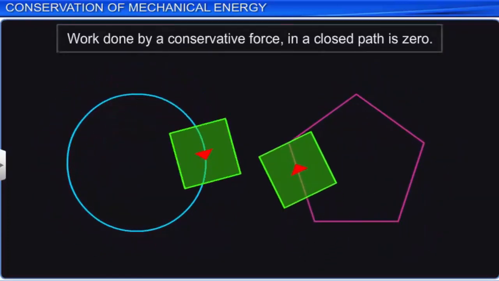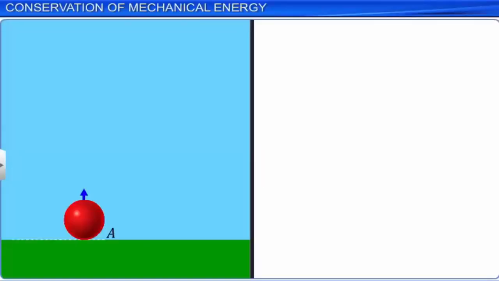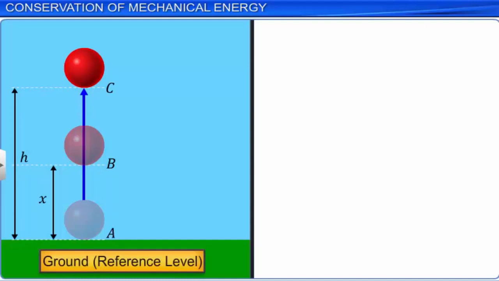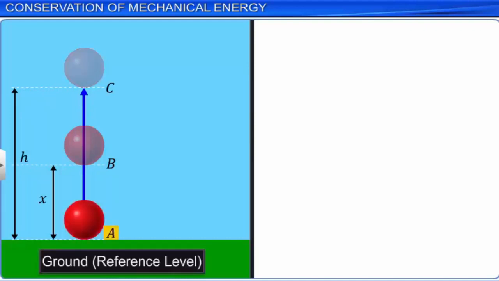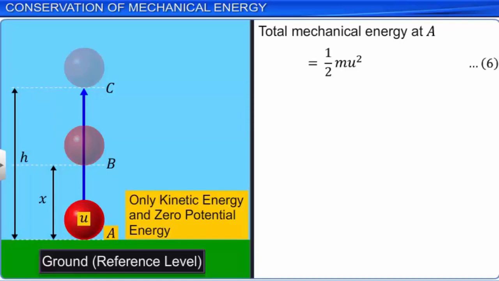Let's understand this with an example. Let's throw a body vertically upwards. In this example, we assume that the potential energy is only due to gravitational force, and we take the ground level as the reference level. The body thrown vertically upwards with velocity u has only kinetic energy at A and zero potential energy at A. Its total mechanical energy is expressed by half mu square. Let this be equation 6.